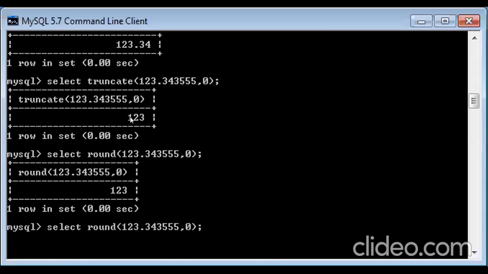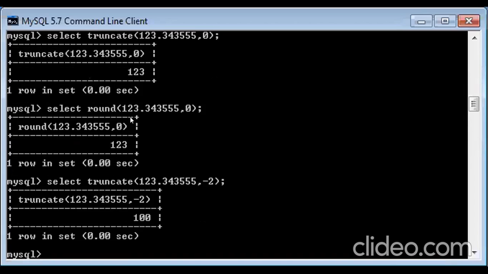But what if we have a negative index, like -2? What do you think will happen? And not round, it is truncate now. As we have discussed, if negative integers are there, it works on the left part of the number, before the decimal. So what will be the output in this case? Let me try. 100. The output will be 100.